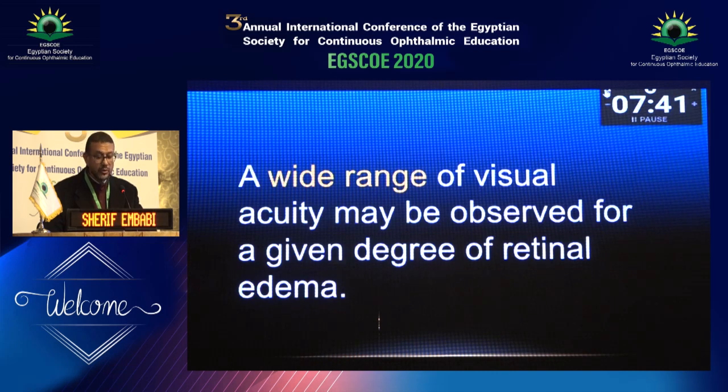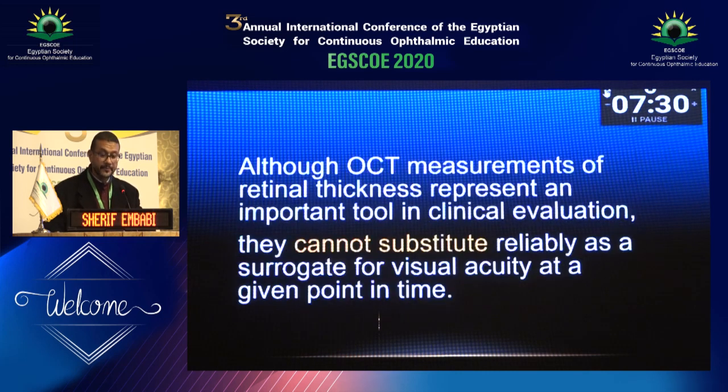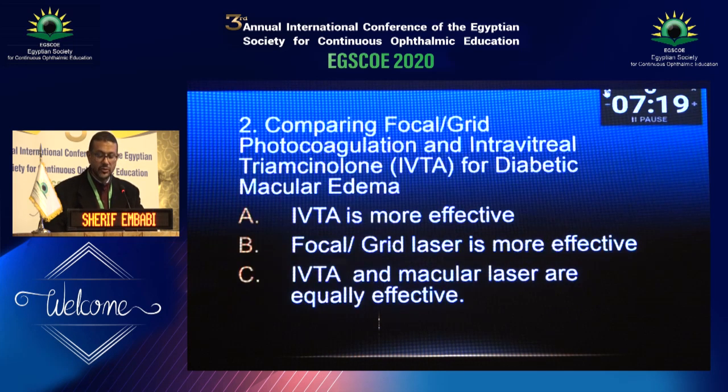So we always look at the patients at an OCT. Sometimes we never look at the visual acuity. Sometimes you have a patient with a 500 micron central macular thickness and a visual acuity of 0.8 or 0.9. So although OCT measurements of retinal thickness represent an important tool in the clinical evaluation, they cannot substitute reliably as a surrogate for visual acuity at a given point in time. So always measure the visual acuity for every patient that you are treating.